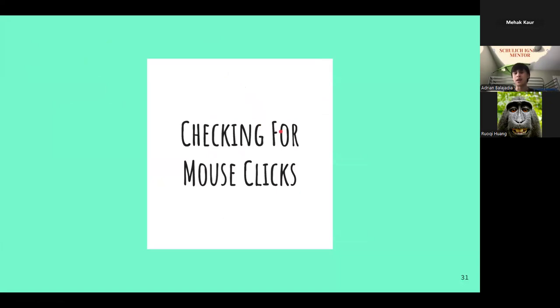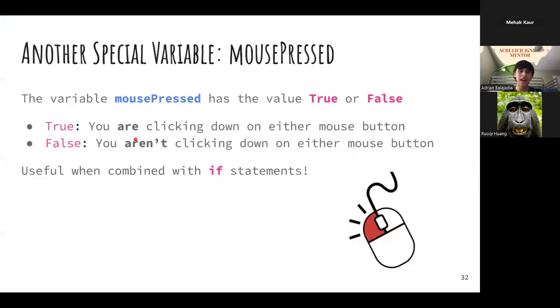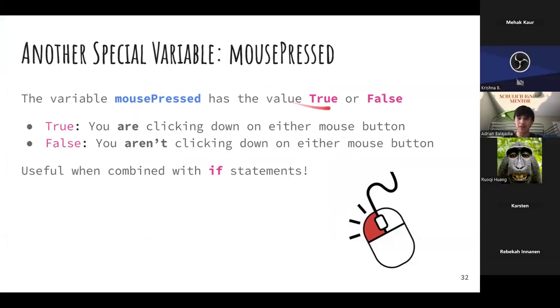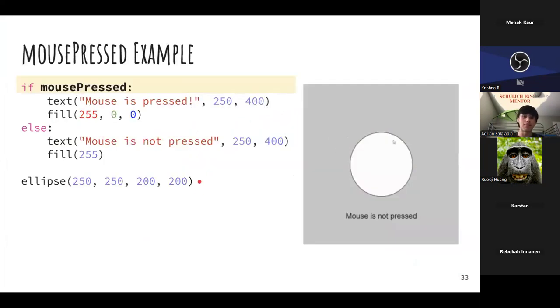This is the last topic for today, and this is checking for mouse clicks. Obviously, knowing where the cursor is on the screen is nice, but knowing if a person clicks something is just as important. The variable name is called mouse pressed, and it has the value of true or false. If you're clicking down on the mouse, it's going to return true. And if you let go, or if you aren't touching the mouse, then it's false. And this could be combined with if statements. All right, let's look at this example code.